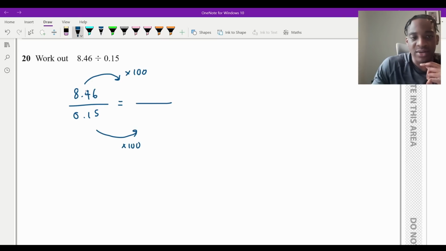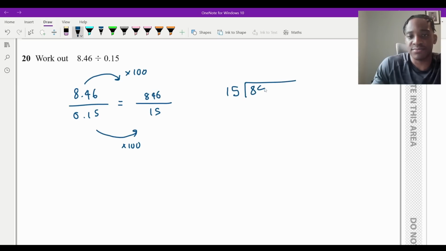And what will happen is that, well, 8.46 times 100, this is going to be 846. And then 0.15 times 100 is just going to be 15. So we know that 8.46 divided by 0.15 is exactly the same as doing 846 divided by 15. But this one is nice because this is just the bus stop method, right? This is a lot easier to work with. So we're going to work with this one. So I'm going to use the bus stop method to work out what this is. So I've got 15, and then I'm going to put 846 in the bus, like this here.